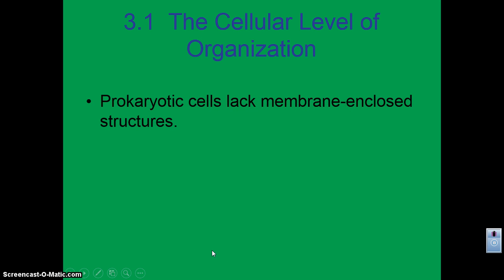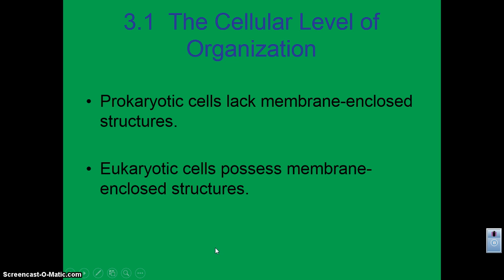There are two different groups of cells, and you'll remember this from the chapter where we talked about the three domains. We either have prokaryotic cells or we have eukaryotic cells. Today we're going to focus on prokaryotes. Prokaryotic cells do not have membrane-bound organelles. Eukaryotic cells possess membrane-enclosed structures, which we know are organelles.